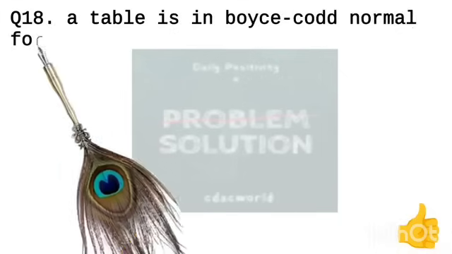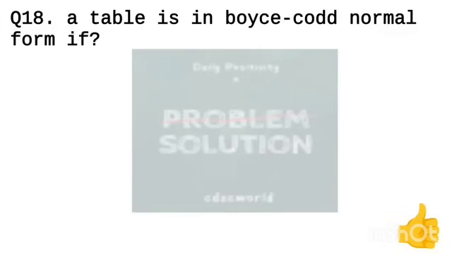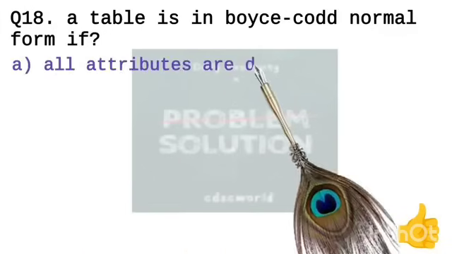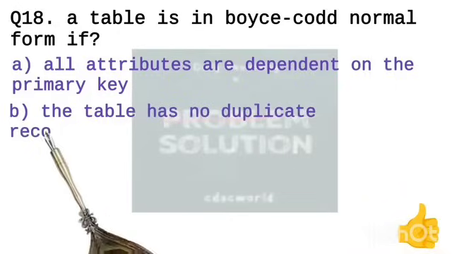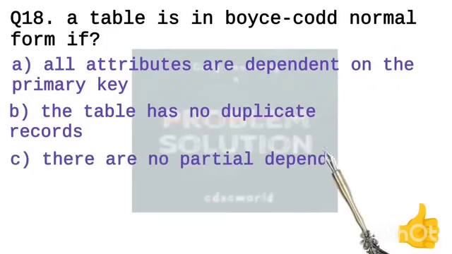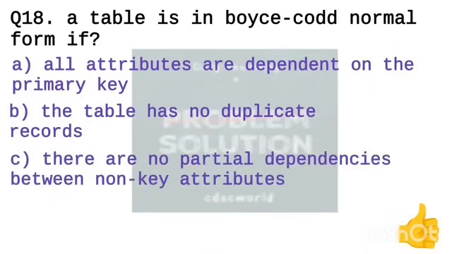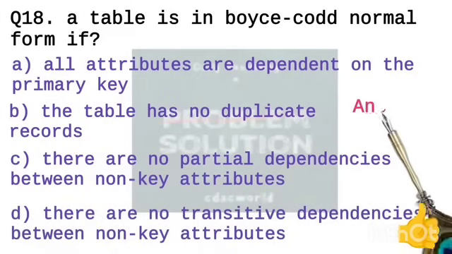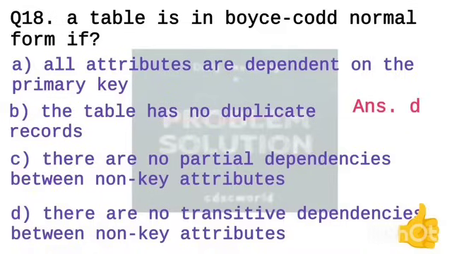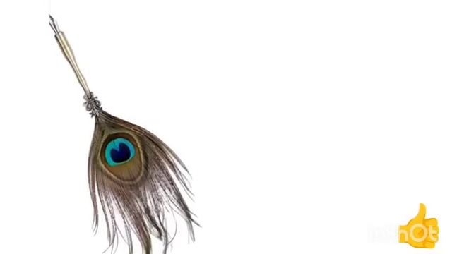Query number 18. A table is in Boyce-Codd normal form if: option A, all attributes are dependent on the primary key. Option B, the table has no duplicate records. Option C, there are no partial dependencies between non-key attributes. And option D, there are no transitive dependencies between non-key attributes. And the answer is D, there are no transitive dependencies between non-key attributes.